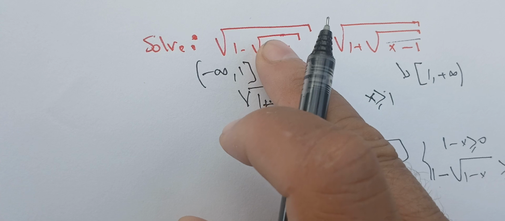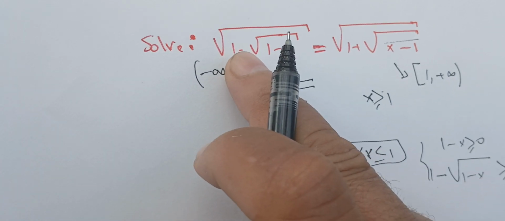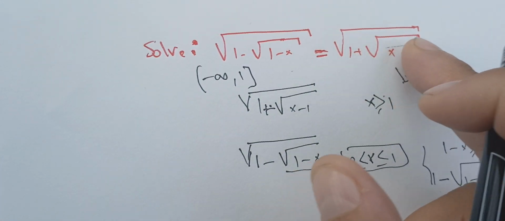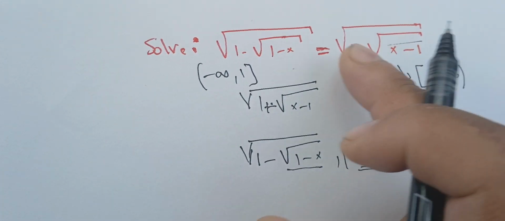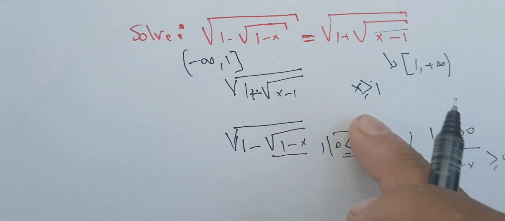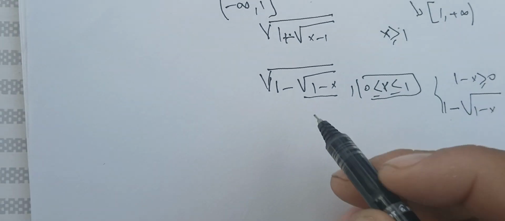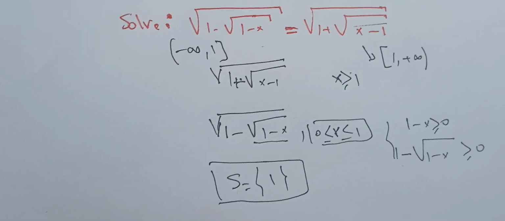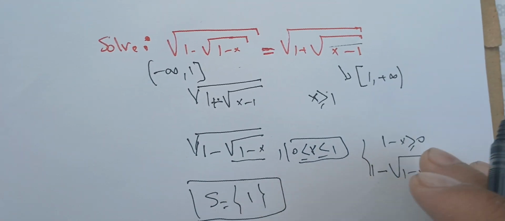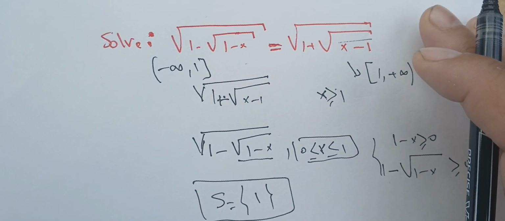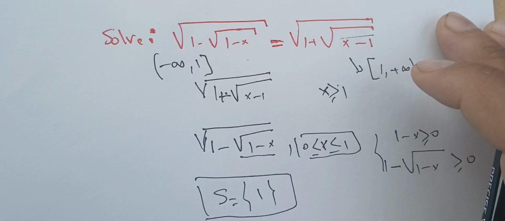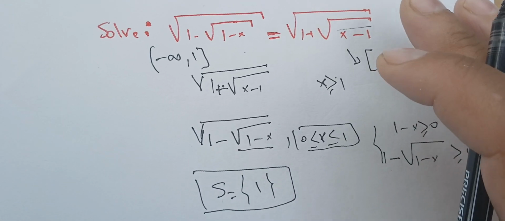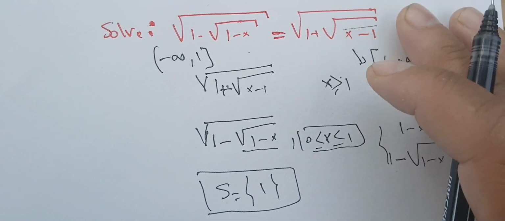We see that if we plug in 1, we have the square root of 1 minus 0 equals the square root of 1 plus 0. That means 1 is 1, and 1 is in the domain of both functions. That means the solution is 1. So sometimes it's good to find the domain and see where the functions are defined. This gives us where the solutions are located.